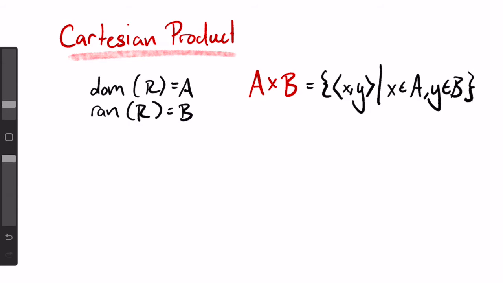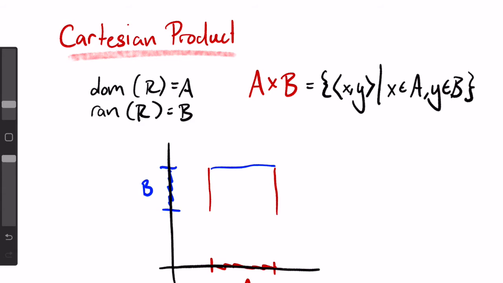And the reason this is called the Cartesian product is because we can draw it on the Cartesian plane. If this range on the x-axis is A, and this range on the y-axis is B, the Cartesian product is this rectangular area, where x is somewhere in A and y is somewhere in B.